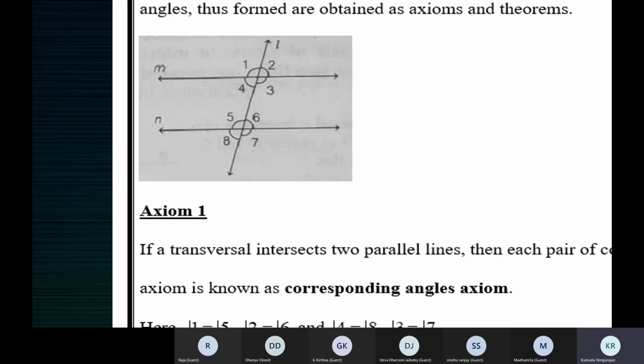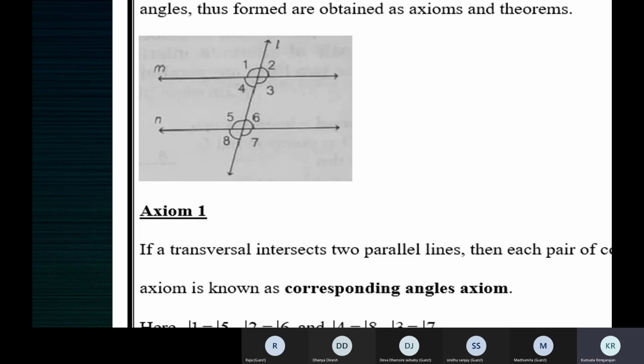Tell me the pairs of alternate interior angles. 4 and 6, 3 and 5, ma'am. Yes, Angle 4 is equal to angle 6. Angle 3 is equal to angle 5. Alternate interior angles are equal. And what about alternate exterior angles? 1 and 7, 2 and 8, ma'am. Yes. What about allied angles? Co-interior angles? 4 and 5, ma'am. 3 and 6.